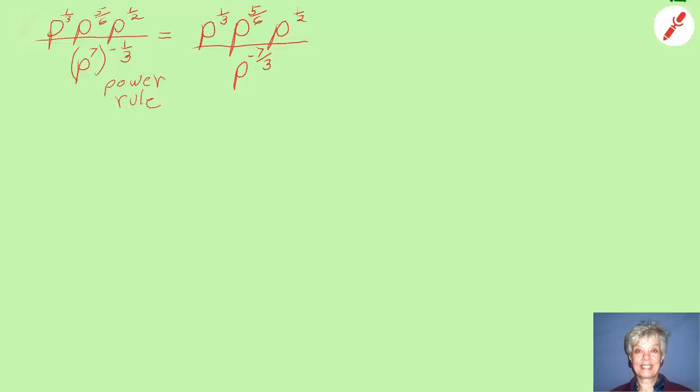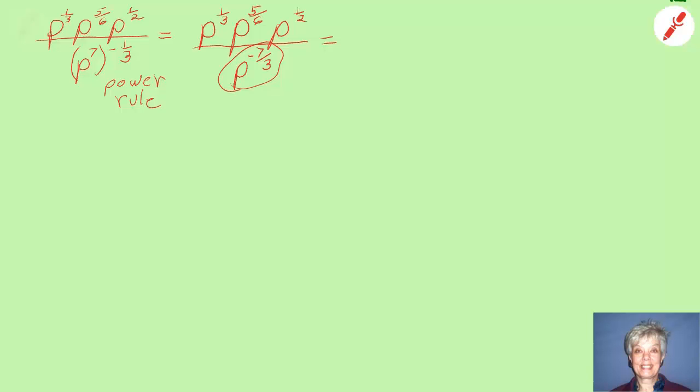Now we have a negative power in the denominator of the fraction. That means that that term needs to come up to the top, up to the numerator, and be made positive. That is, the power needs to be made positive once the term moves. You have to be very careful what you say, especially if you're a teacher. All right, so we are going to move p to the negative 7/3 from the denominator of the fraction to the numerator of the fraction, where it will become p to the positive 7/3.